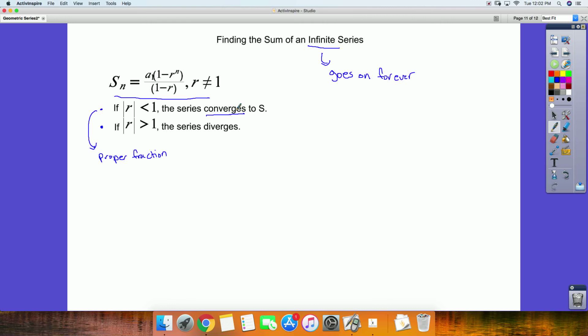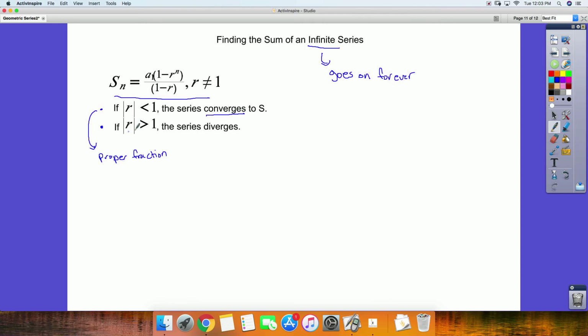What converges means is basically the more and more terms that we add, the closer you're going to get to your answer of S. So if you put in 10 terms, and then 100 terms, and then 1,000 terms, the bigger you make this number, the closer it's going to get to S. So we can approximate the sum of an infinite series by putting in a big number like 100 or 1,000 for n, and you can solve.